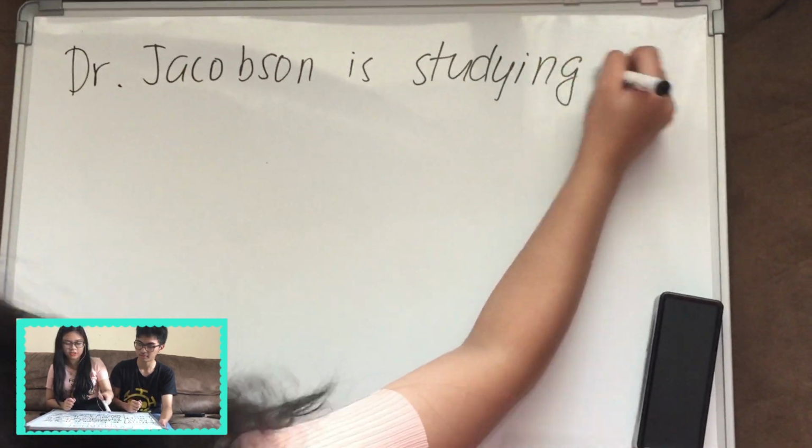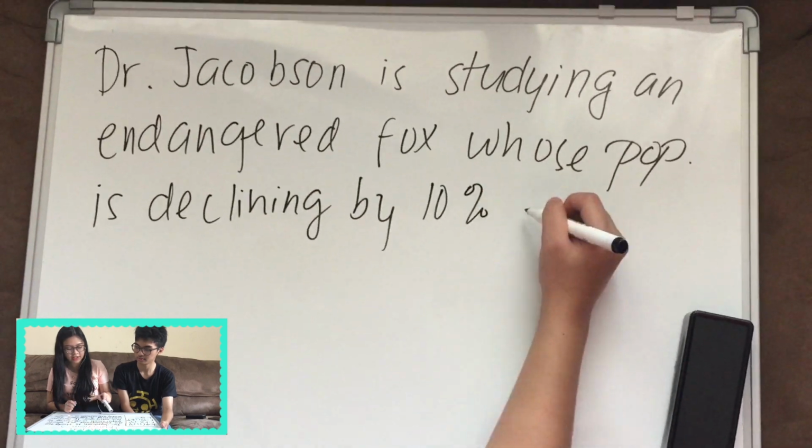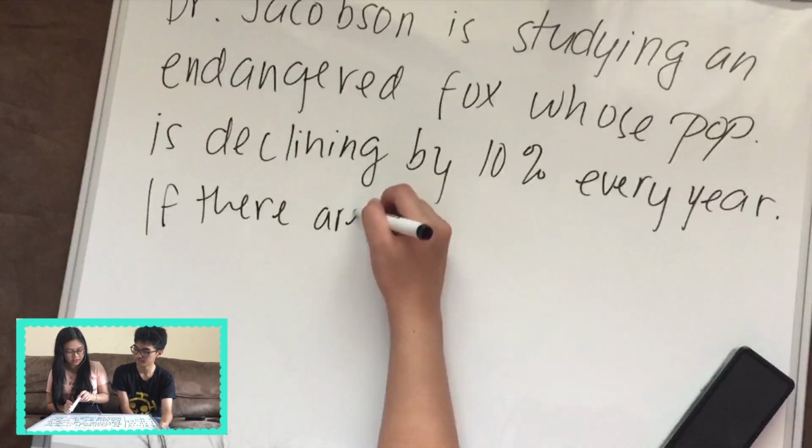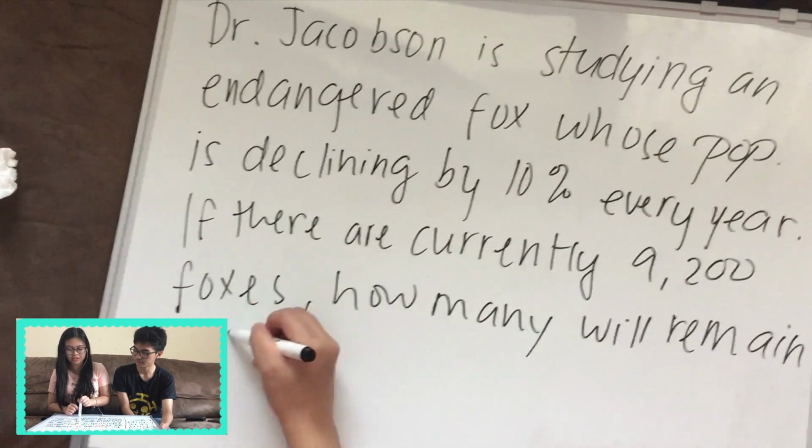Our first word problem is: Dr. Jacobson is studying an endangered fox whose population is declining by 10% every year. If there are currently 9,200 foxes, how many will remain in 3 years?